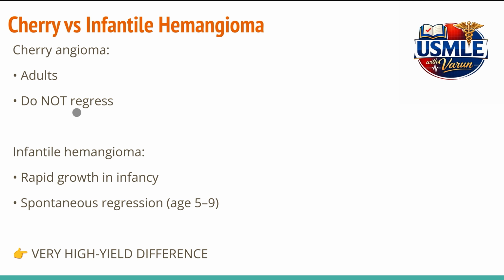Cherry angiomas are seen in adults. They appear as small bright red lesions and they do not regress, and they persist throughout life. Whereas infantile hemangiomas, on the other hand, appear early in life. They grow rapidly initially, but then they undergo spontaneous regression over several years. So the key difference is cherry angiomas persist, whereas infantile hemangiomas regress. So this is a classic comparison.